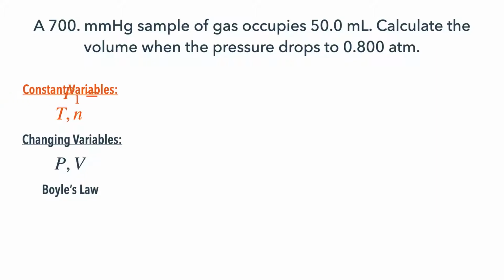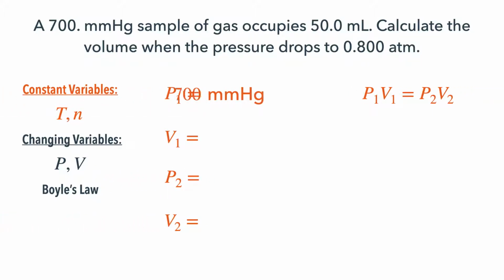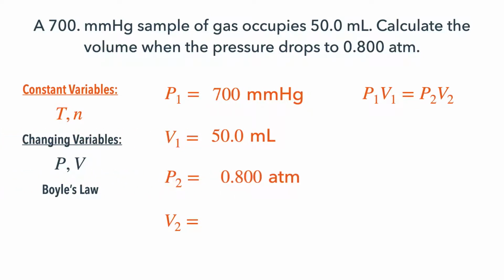Let's see if we can identify the necessary variables to use Boyle's law. First, the initial pressure is 700 millimeters of mercury. The initial volume is 50 milliliters, the final pressure is 0.8 atmospheres, and the final volume is what we're looking for. In this problem, the variable units are inconsistent. I can't have two different units for pressure. Thus, I need to choose one to convert to. I'm going to convert atmospheres to millimeters of mercury, but it wouldn't matter which one I chose. Try to convert to atmospheres and see if you get the same answer.